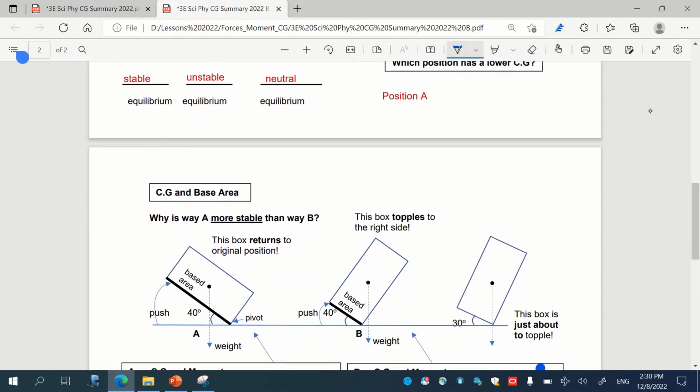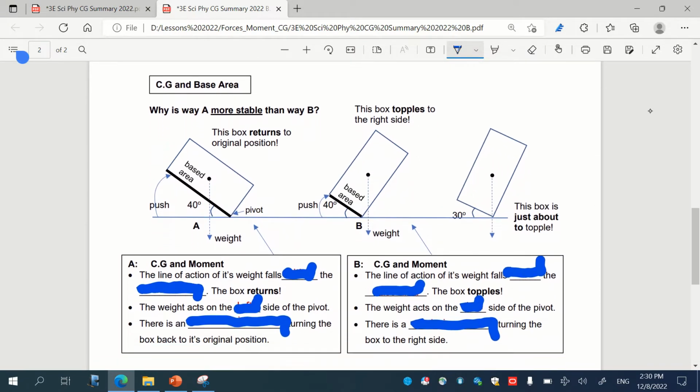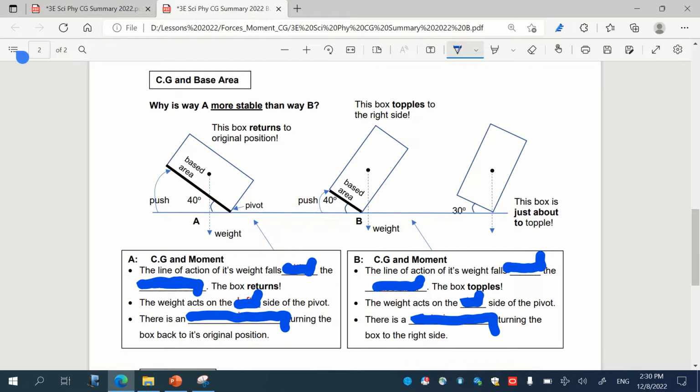Okay, so let me go to the next page now. We take a look at CG and base area. Then we try to explain it in these 3 points. So look at your notes now and watch this at the same time to explain why position A is more stable than position B. Okay, we start with tilting both.